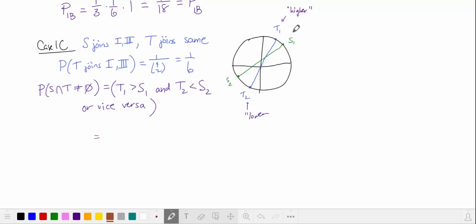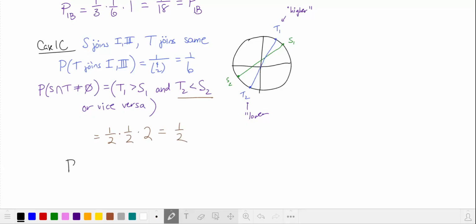Because the locations of these 4 endpoints are randomly determined, T1 is just as likely to be higher than S1 as not, so this probability is 1/2. Independently, either T2 or S2 is likely to be lower. The probability that T2 is lower is 1/2. Vice versa means just the opposite, so we multiply this by 2. So the probability they intersect is 1/2.